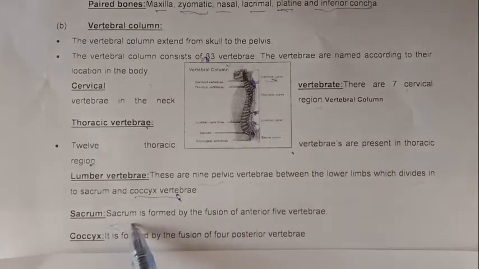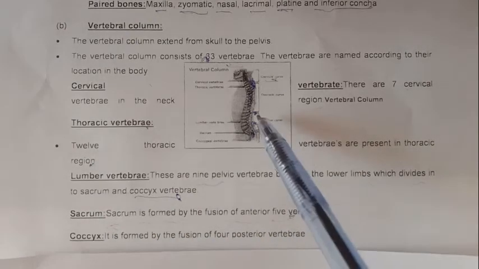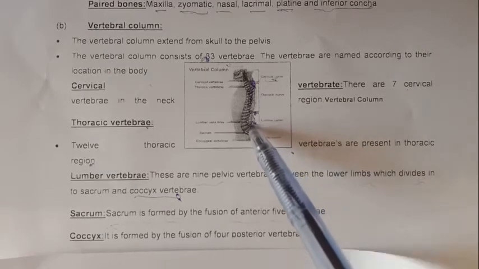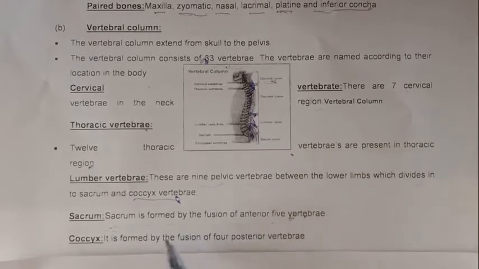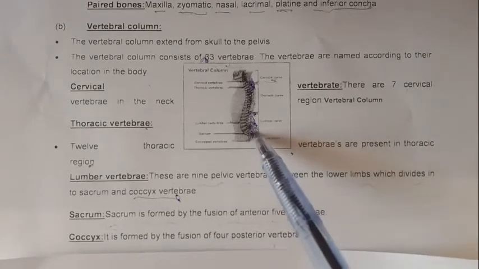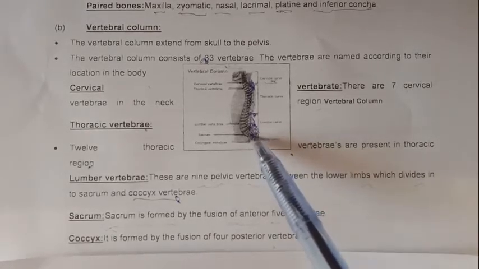First, the sacrum. The sacrum is formed by the fusion of 5 vertebrae. This region is called the sacrum. It consists of only 5 vertebrae, and they are fused. The coccyx is formed by the fusion of 4 posterior vertebrae. Here the 4 vertebrae fuse with one another to form the coccyx. So this is the vertebral column.